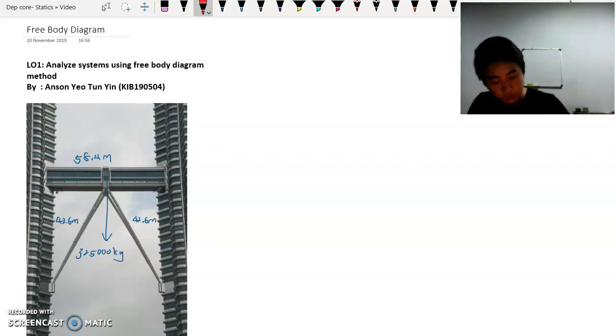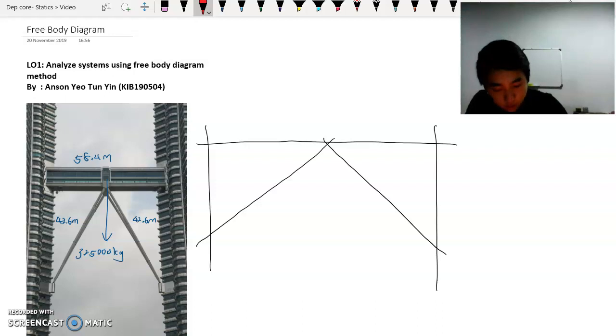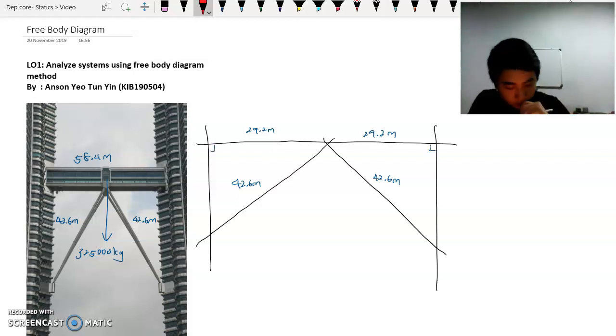Okay, let us construct our free body diagram on the right side. Here. For the top part, let us divide 58.4 by 2. So we will be getting 29.2 meters on the left and on the right. This one is 42.6. And since it's a right angle triangle, we are able to get the vertical length of the triangle, which is 31.02 on the left and on the right.